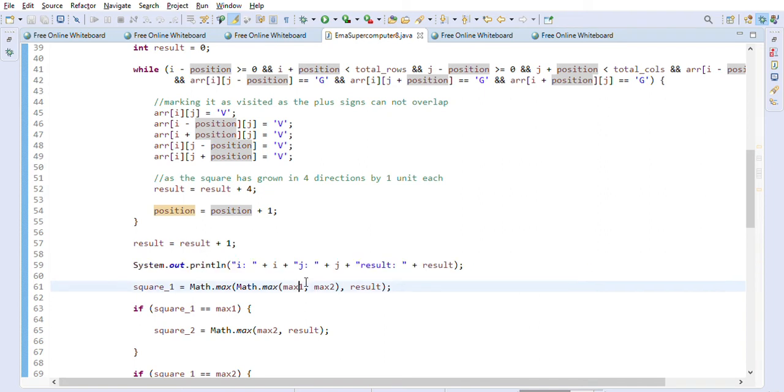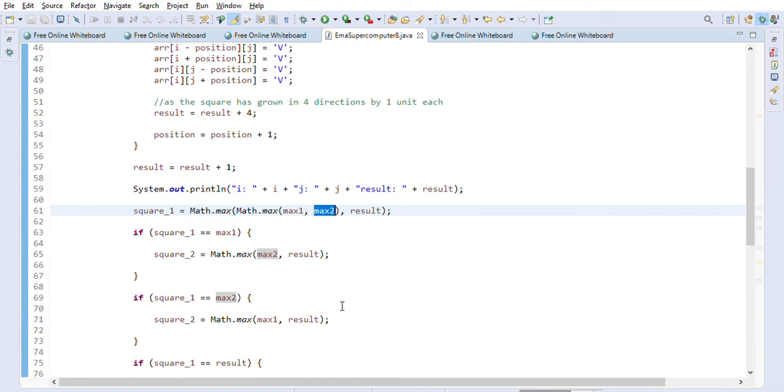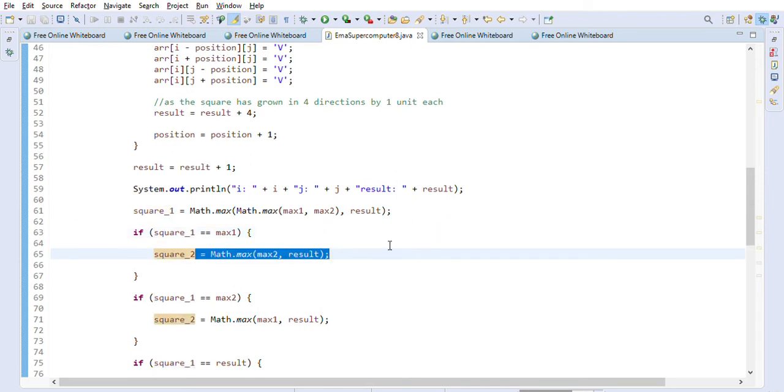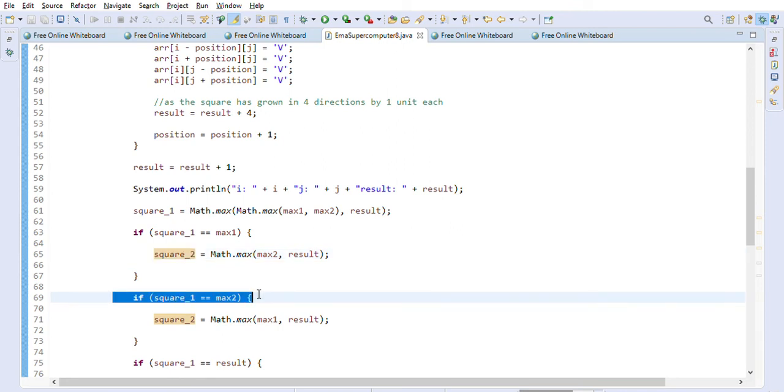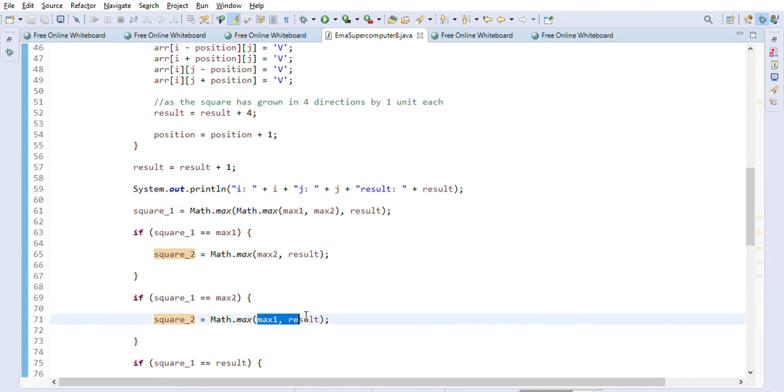After that we will keep track of the maximum possible square that we have seen. We have to keep track of 2 maximum possible squares. So this is what we are doing here, to keep track of 2 maximum possible plus signs that we have seen, right? So here, that is what we are doing. If square 1 is equal to max 1, square 2 is equal to math dot max between max 2 and result, right? And if square 1 is equal to max 2, then square 2 is equal to math dot max between max 1 and result.